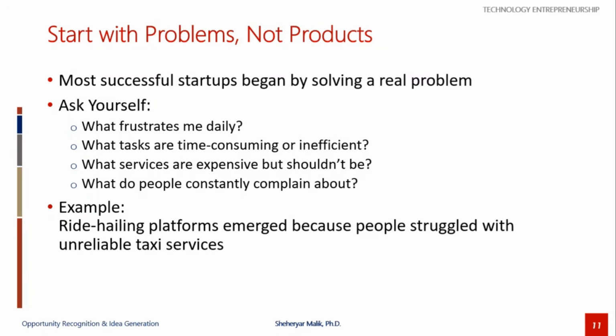So you have to ask yourself: what frustrates you daily or the other people, what tasks are time consuming or inefficient, what services are expensive but shouldn't be, because this is how you can reduce the pricing, or even you can figure out which services or features are essential or which are not needed, and what do people constantly complain about, किस चीज के मतलब लोग complain ज्यादा होती है, so you can figure that out.